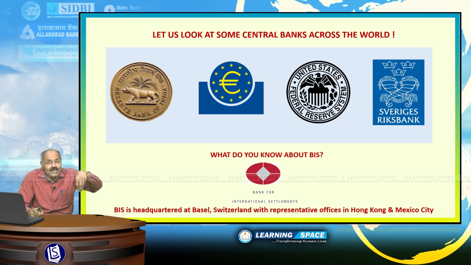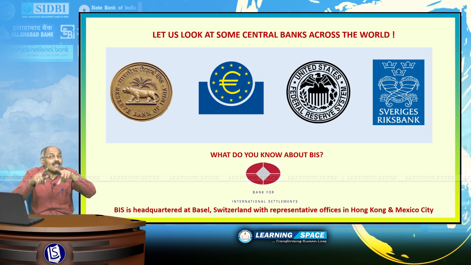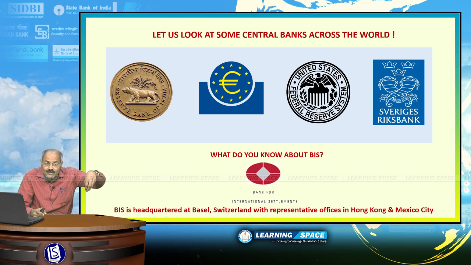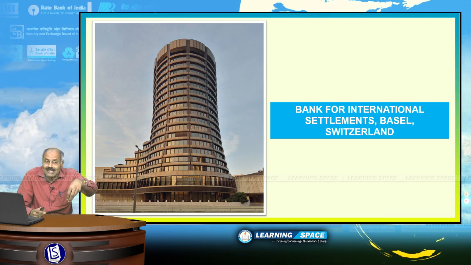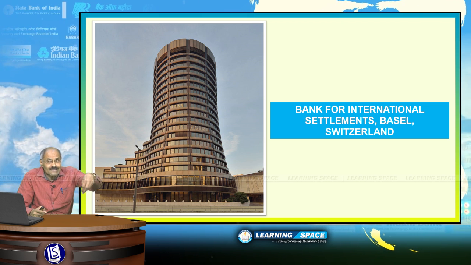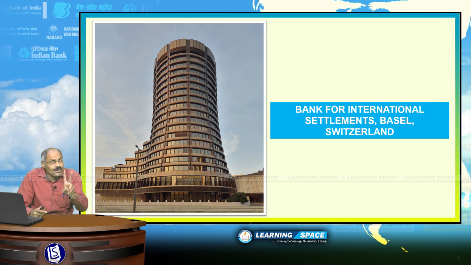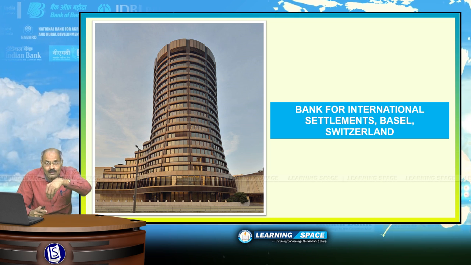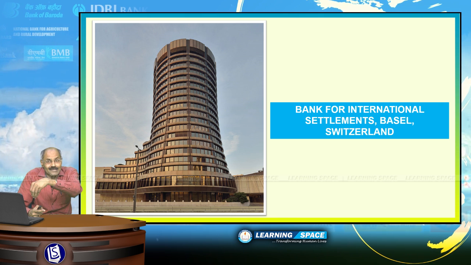For that purpose only, they will undertake various steps to maintain the intrinsic value of currency, and we are going to discuss in detail about the functions of Reserve Bank of India. And at the same time, please don't forget, Bank for International Settlements is there. Its headquarters is in Basel, Switzerland, with 2 representative offices, one in Hong Kong and the other in Mexico City.